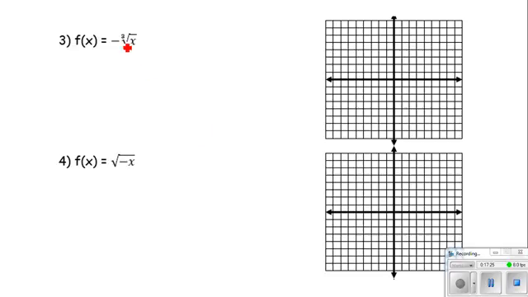All right, so it's a cube root. I know my shape. It's going to go this way. My vertex, well, it didn't get anything added to it, so it didn't shift anywhere. Its vertex stayed at 0, 0. It did, however, have a negative on the outside. And this negative on the outside is going to flip it up and down over the x-axis.